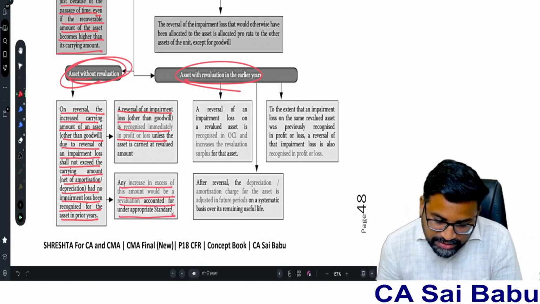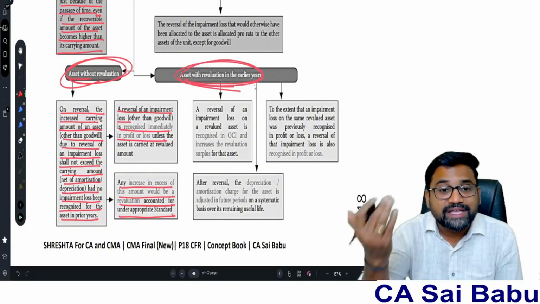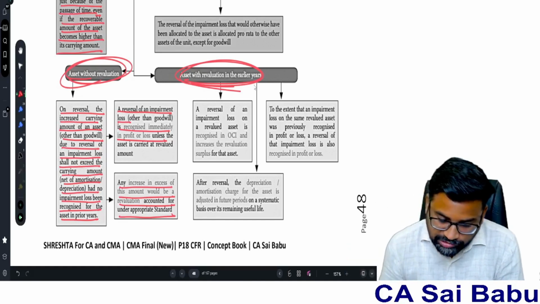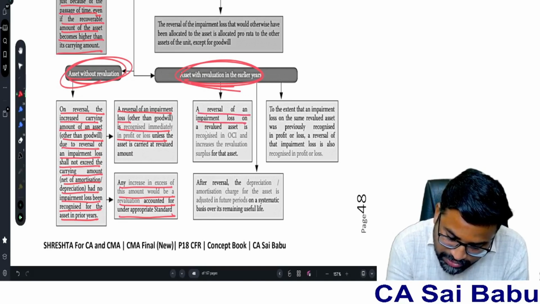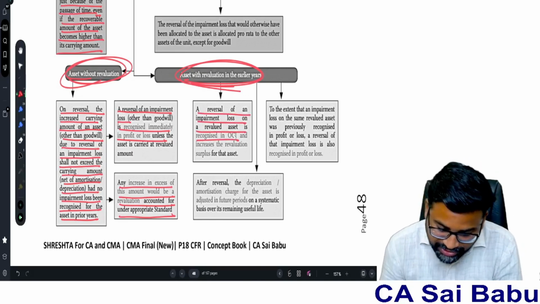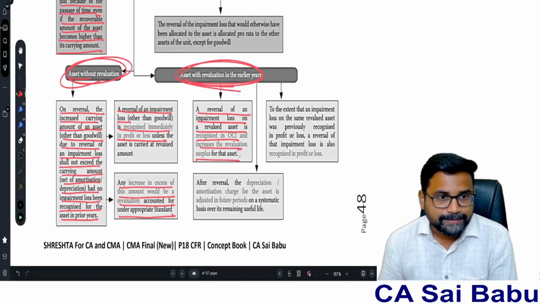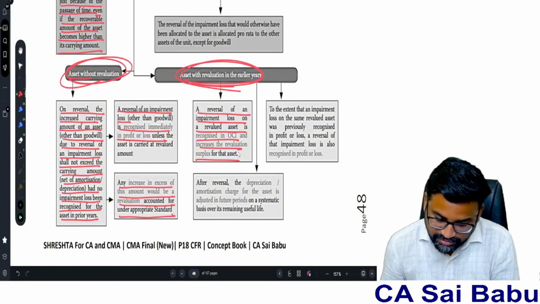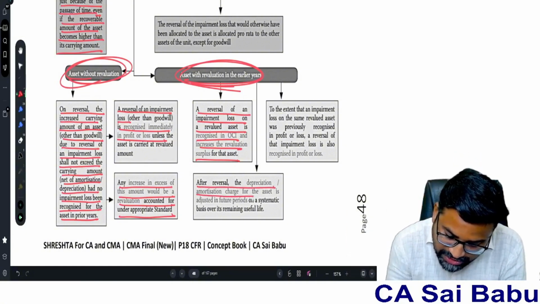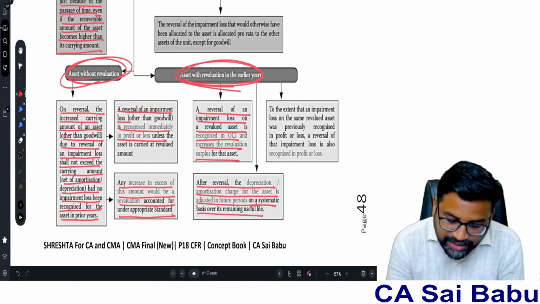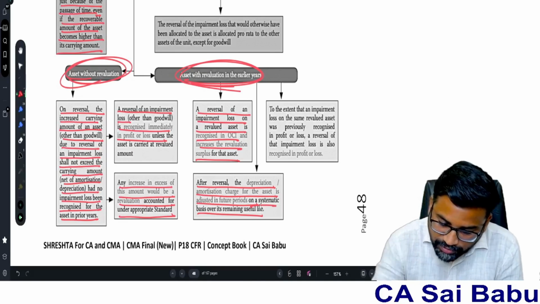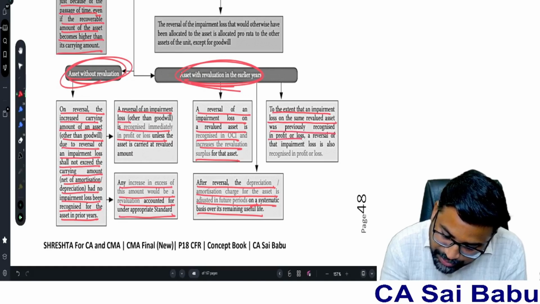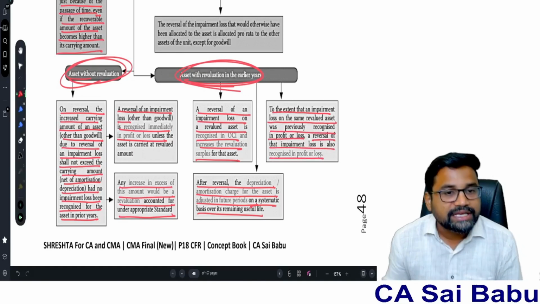Okay. Suppose the asset is with revaluation, suppose there is a revaluation surplus against that asset, and now you are doing the reversal of impairment loss. What you need to do? A reversal of impairment loss on a revalued asset is recognized in other comprehensive income and increases the revaluation surplus of that asset. There is a revaluation surplus, again you are doing the reversal, so adjust it to the revaluation surplus. After reversal, the depreciation or amortization charge for the asset is adjusted in future periods on a systematic basis over its remaining useful life. To the extent that impairment loss on the same revalued asset was previously recognized in P&L, a reversal of that impairment loss is also recognized in P&L account.